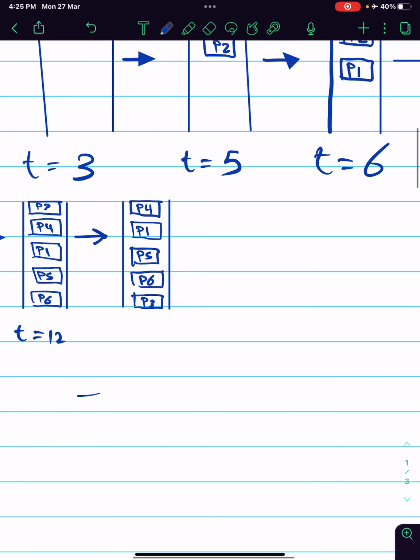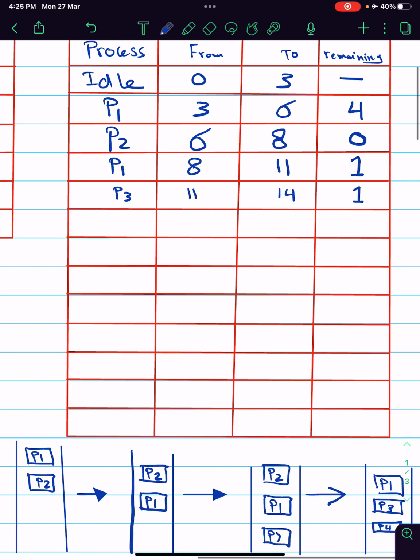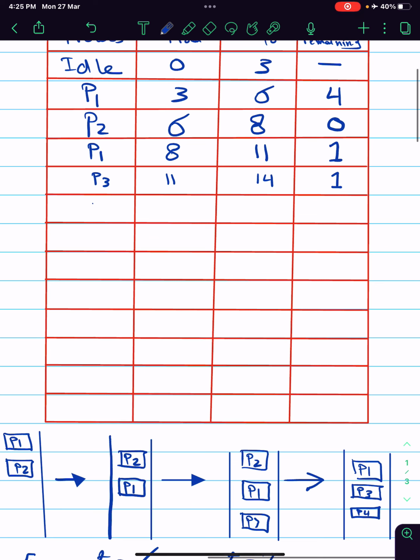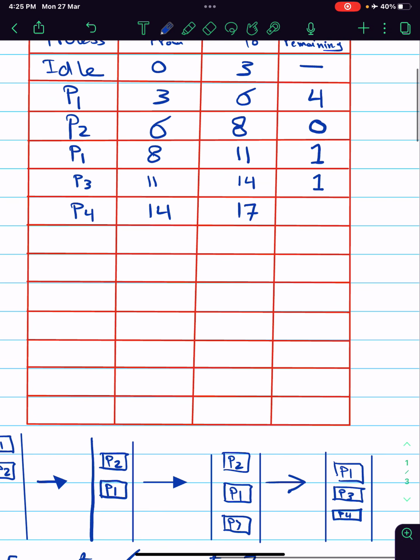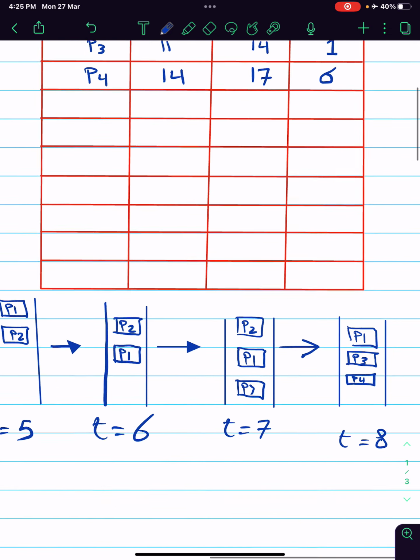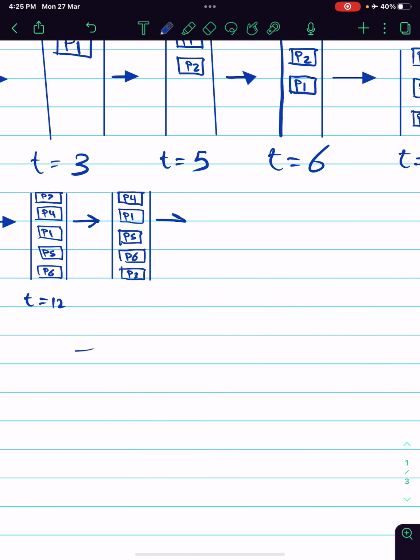Okay? Now, the quantum of P4 is 9, as you can see. So P4 will take a full quantum, the burst. So it's going to be from 14 all the way to 17, and the waiting time here is 9 minus 3, that would be a 6. Okay, that's P4. And then P4 is done, and it will go back to the end of the queue. Here it is.